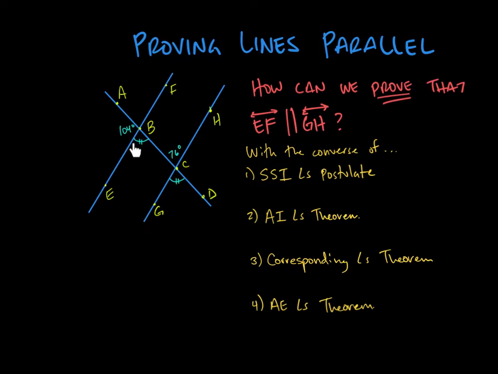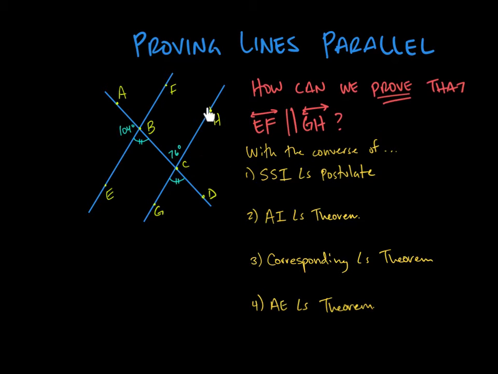So in the diagram over here, what we see is a couple lines, line EF and line GH, that are crossed by a transversal, line AD right here. And so the question we're going to look at is, how can we prove that these two lines are parallel, line EF and line GH?